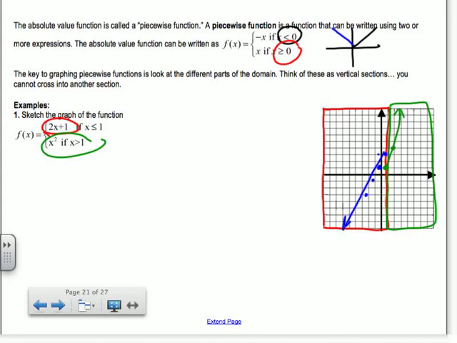Those are the two pieces. So you have something where you have a line, and then you have a parabola shape. Mine doesn't really look like a parabola shape. It looks kind of like a line.